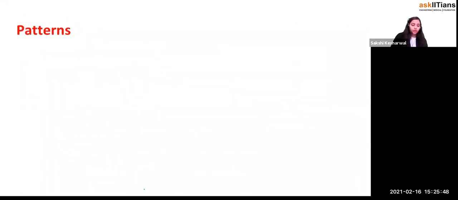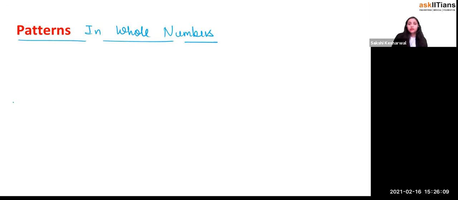Okay, now coming to the patterns, right? What are the patterns, beta? See, we have learned, let's go with the basics of the patterns, right? Patterns in whole numbers. Now, if I give you a single dot, there's only a single dot, right? Now, if I would have given you two dots, the two dots can be just put in a line. That's it.